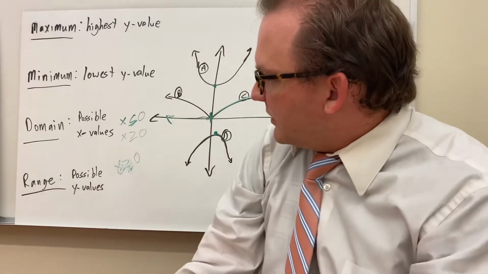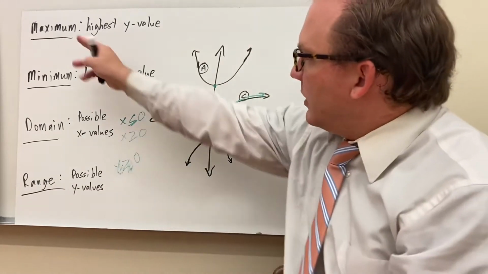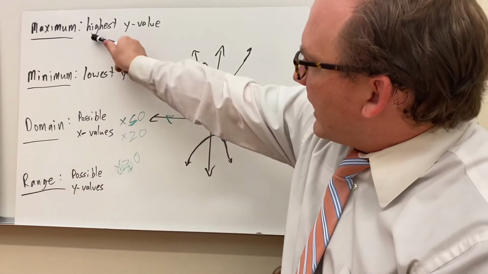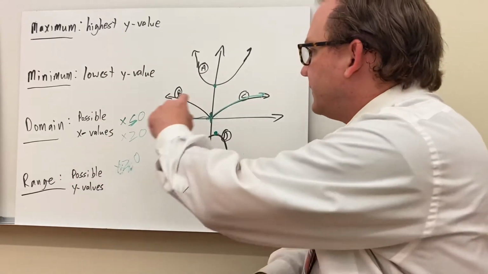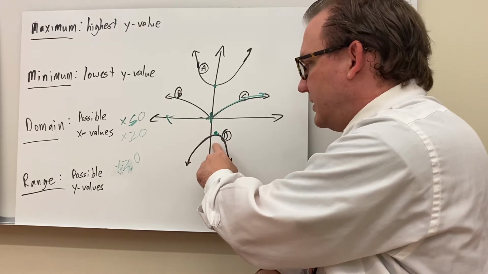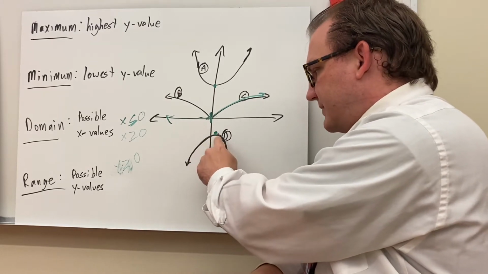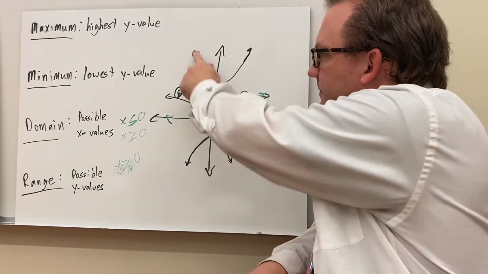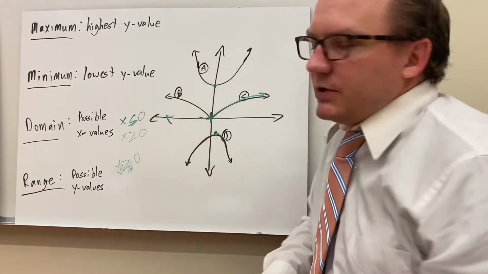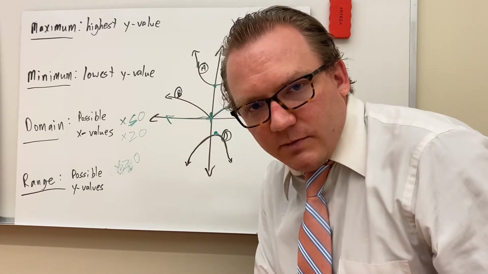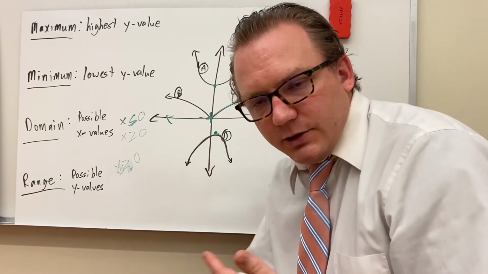Four more characteristics here, some vocabulary to remember. You have your maximum, your minimum, your domain, and your range. The maximum is your highest y value. So in here, the one graph that has a good maximum is graph D. It goes up, stops, and then goes back down. But keep in mind, a graph like graph A has no maximum. So it doesn't always have to have a maximum. So that's a characteristic. Does the graph have a maximum value? Does it have a max or not?